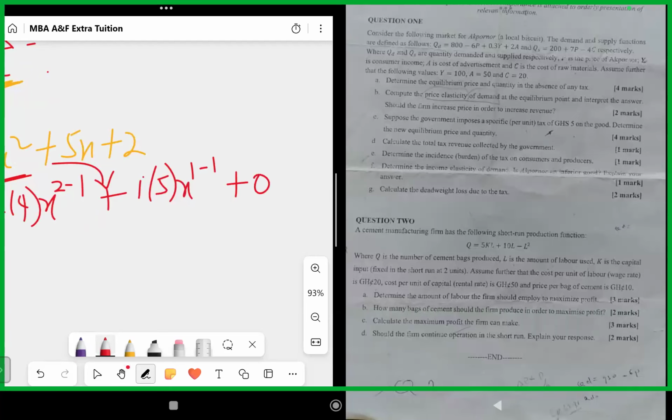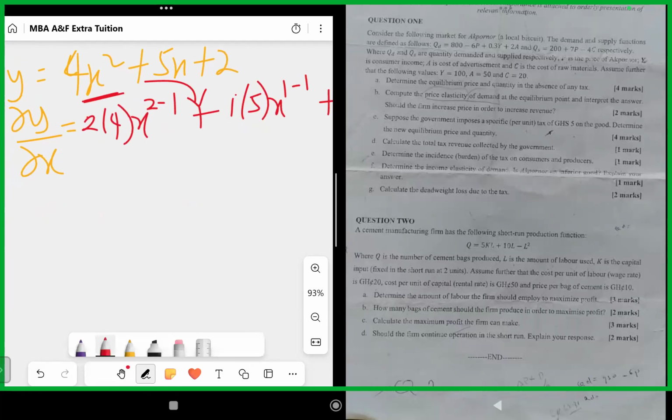I'll explain why. So let's go. We're going to have dy/dx equals 2 times 4 times x to the power 2 minus 1. There's a 1 here, but the 1 is not written, because when the variable stands alone, it has an exponent of 1.